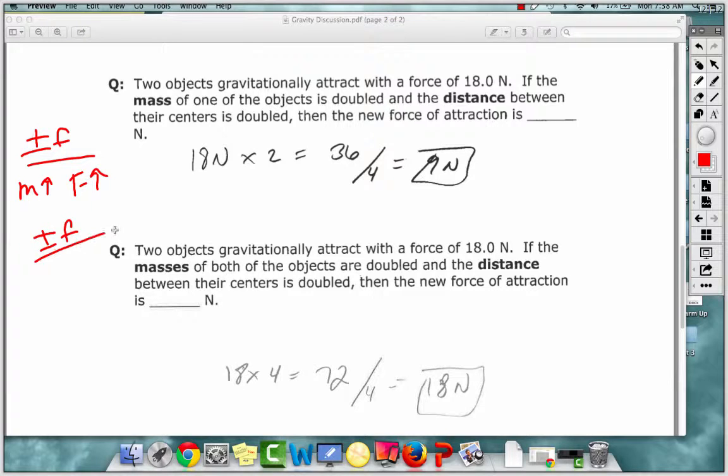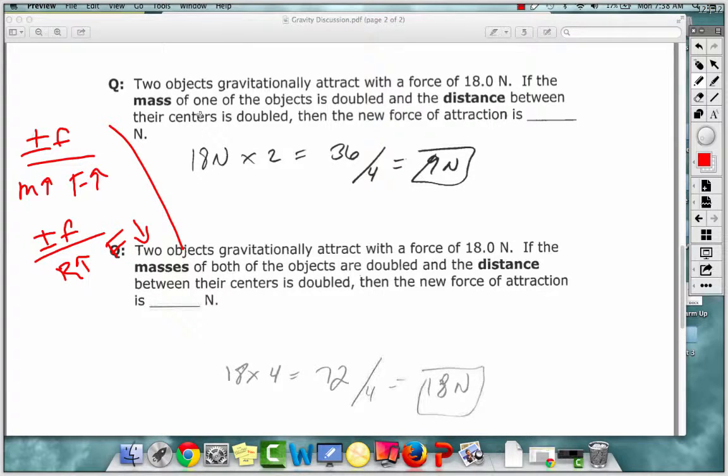What about with radius? It says that the distance increases, right? So the radius, it says the distance between the centers doubles, yes. The radius goes up, so what must happen to the force then? The force must go down. Okay, so keep that in mind. All right, we're going to have some of it going up, some of it going down.